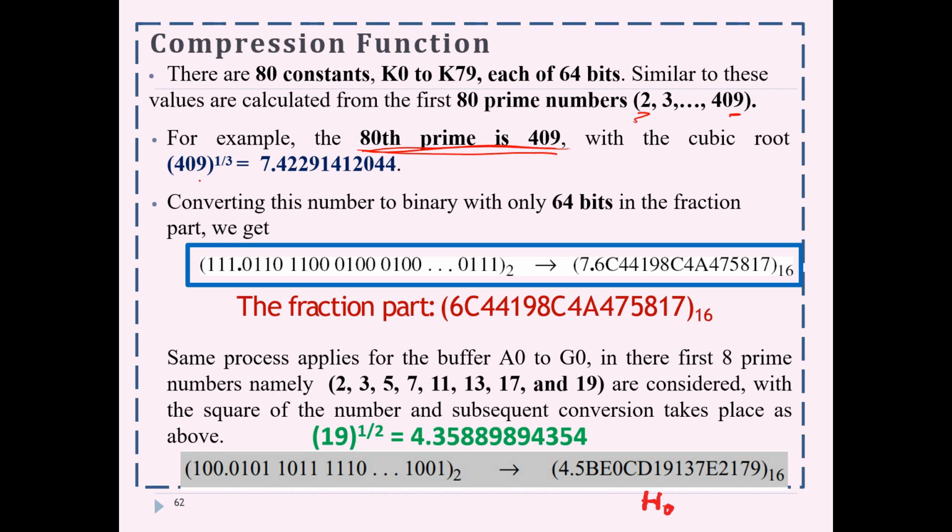Now the process is, for the prime numbers, you take the cube root of it. Whatever value you are getting, you change it to binary. And the decimal fractional part, you convert that to hexadecimal. And if you observe, 6C44198, this will be one of the keys which is present. So this is what we are doing for 409. That means it's the 80th word.